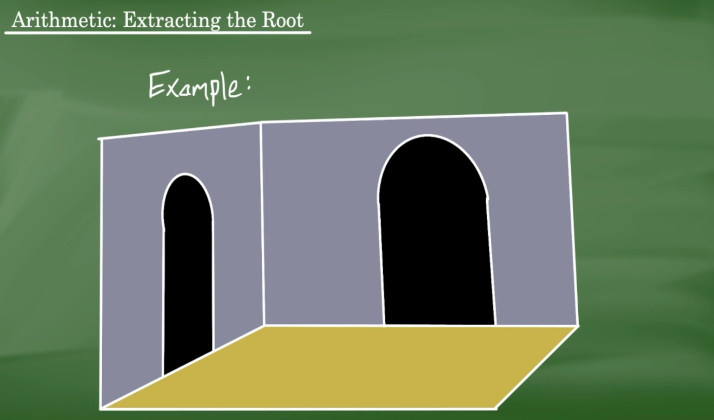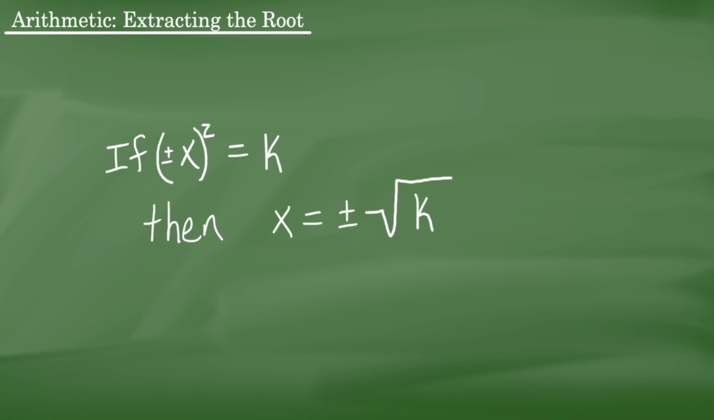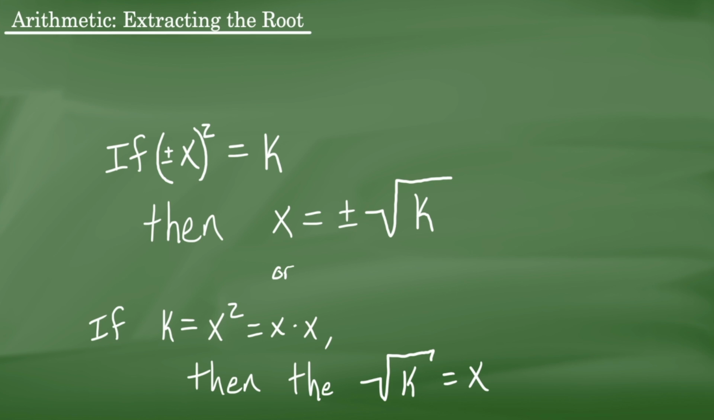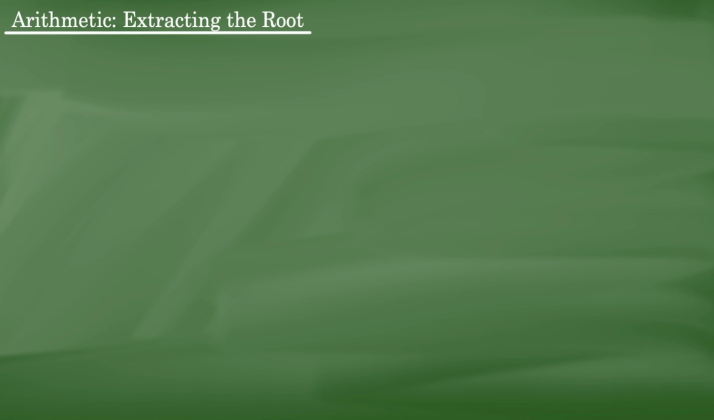So returning to our image, if in a square room, these walls would be 12 meters each. When it comes to extracting the root, just remember that if plus or minus x squared is going to equal k, then x equals the plus or minus of the square root of k. Or, if k equals x squared, which is x times x, then the square root of k is going to be equal to one of those x's. And that brings us to the end of extracting the root.